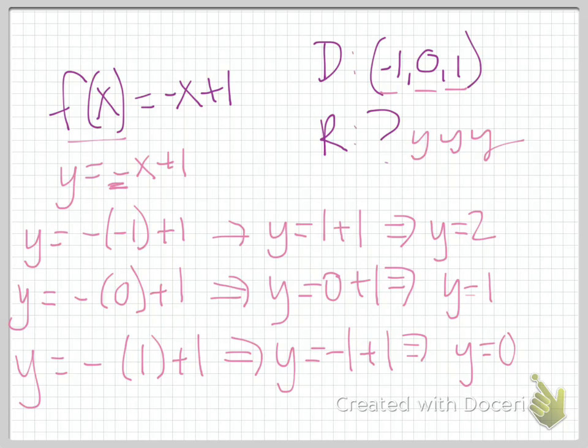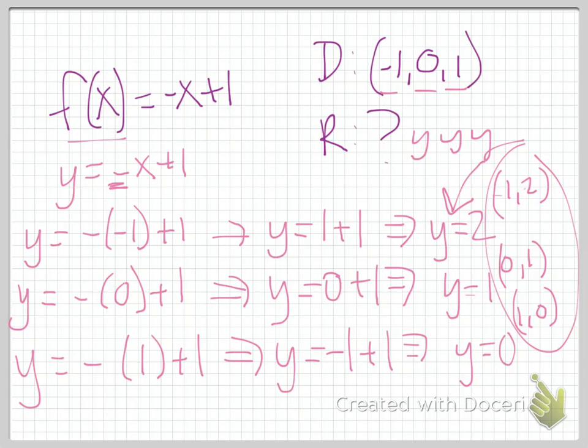So if I rewrite them with my x values, I got negative 1, 2, I got 0, 1, and I got 1, 0. So if I'm just asking for range though, I want my y values. So that is my range right here: 2, 1, and 0.